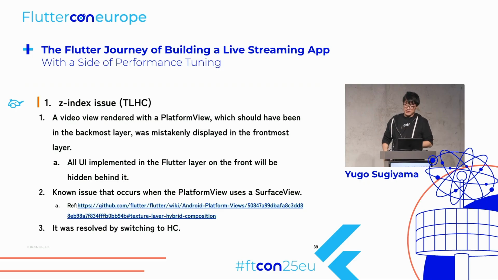And as a result, all the Flutter UI elements, such as the button and the comment list, were hidden behind the platform view. This is a known issue that can occur when the platform view shows Android native surface view. And we resolved this problem by switching to the hybrid composition.